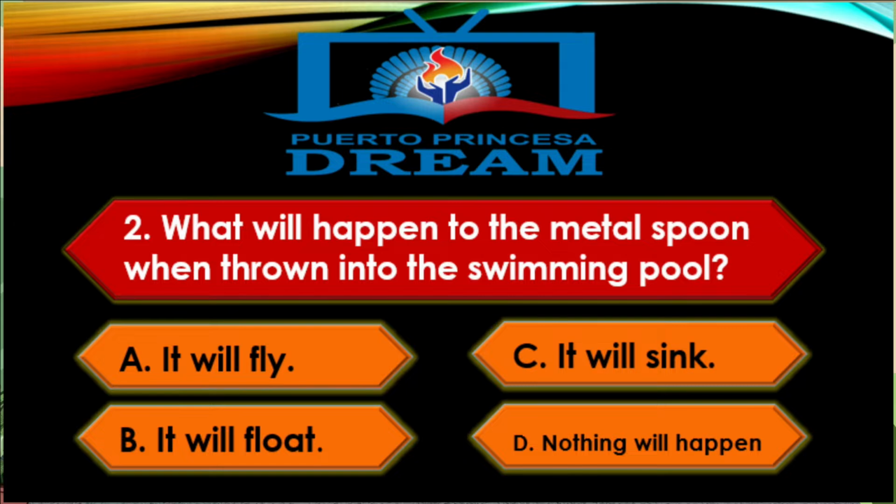What will happen to the metal spoon when thrown into the swimming pool? A. It will fly. B. It will float. C. It will sink. D. Nothing will happen. That's right. C is the correct answer for number 2.